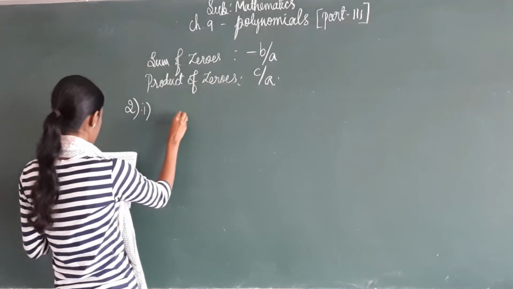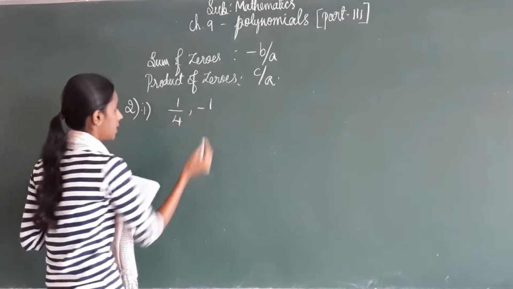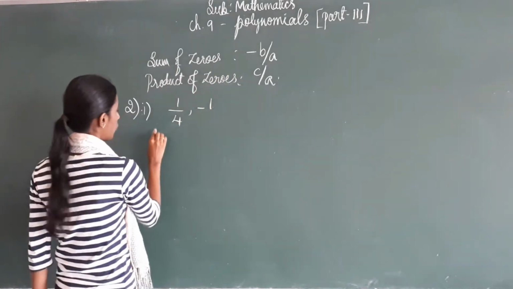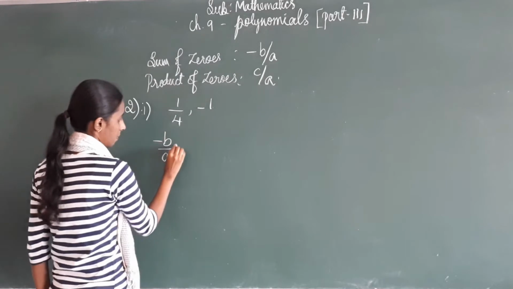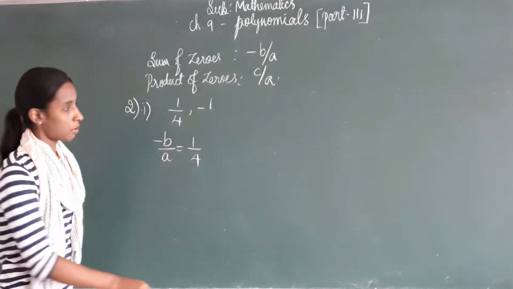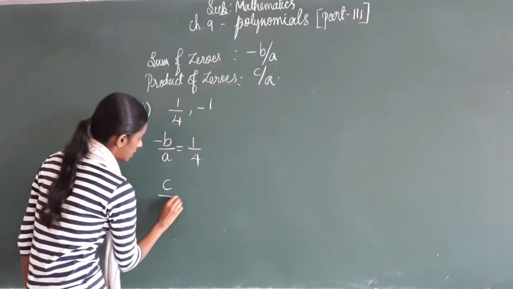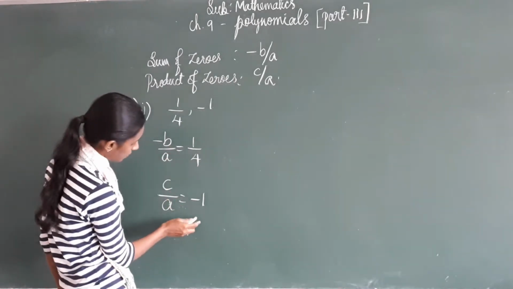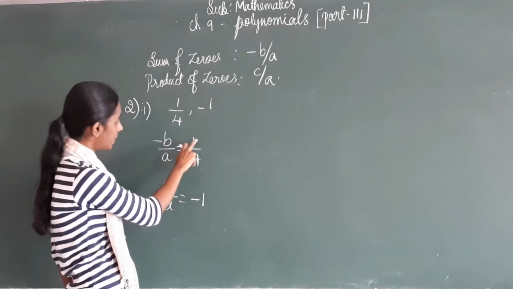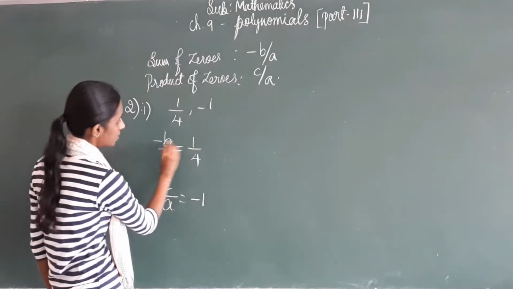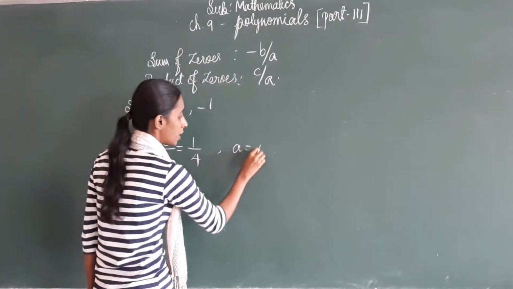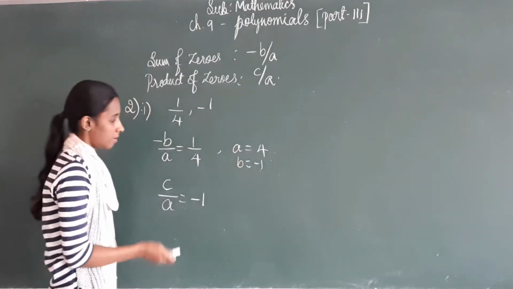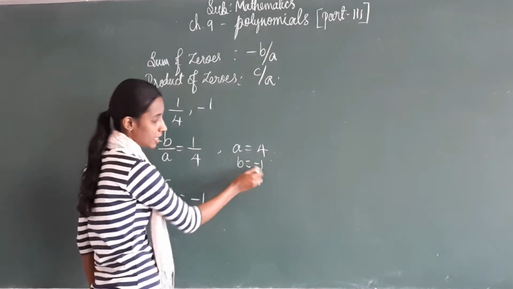First question: 1 by 4 and minus 1. Here, what is 1 by 4? It is the sum of zeros. So 1 by 4 is the sum of zeros, that is minus b by a. Minus b by a is 1 by 4. What is c by a? That is the product of zeros. C by a they have given as minus 1. Hope it is clear. Now if you observe, c by a is minus 1 whereas minus b by a is 1 by 4. From this, what is a? If you equate, a is equal to 4 and minus b is 1, which means b is equal to minus 1.